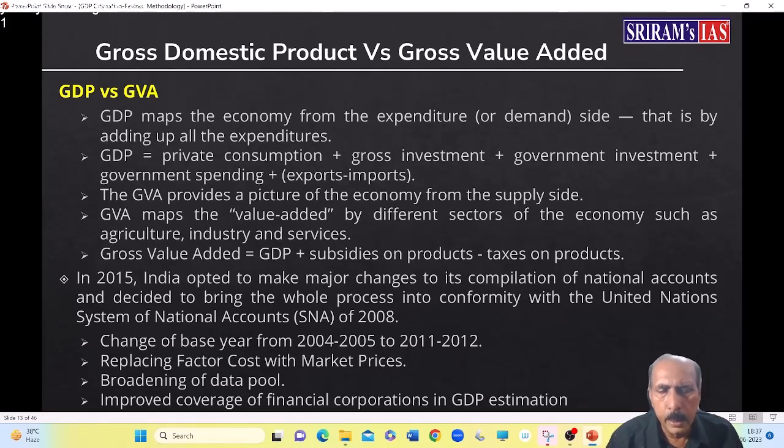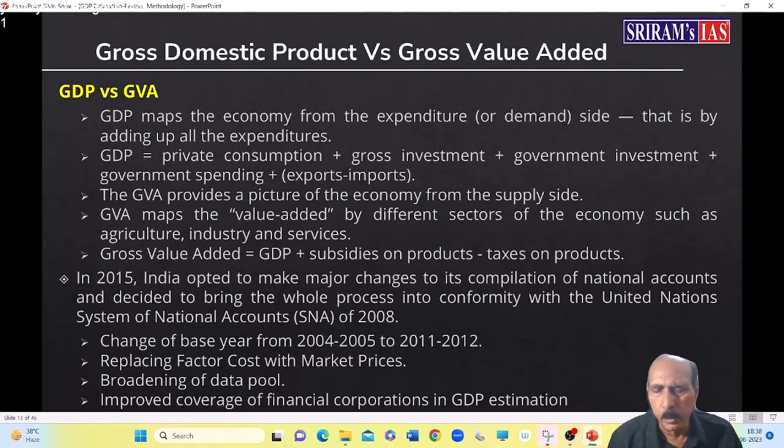As I mentioned, in 2015 we made comprehensive changes in the methodology of calculating the GDP, in consonance with the instructions issued by the United Nations System of National Accounts. These changes are broadly concerned with the following areas. The first is the change of the base year. This is a normal phenomenon. Right from the beginning, we have been changing the base year after, say, 10 years, sometimes 7 or 8 years, depending upon the normalcy of a particular year.